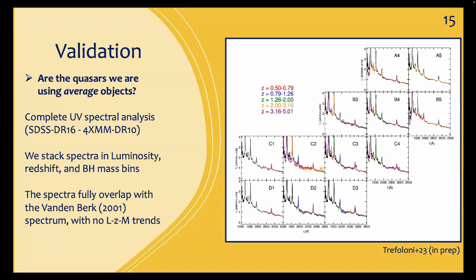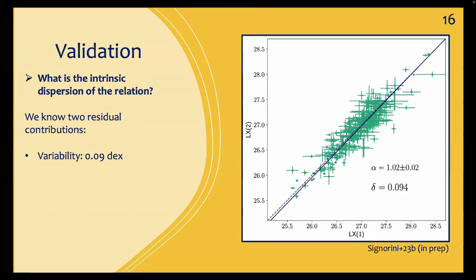So the objects that we're using are not special in any way, they consistently have the same properties at all redshifts and in all the luminosity range that we're using. So hopefully now we can trust the fact that the tension with the ΛCDM model is there.